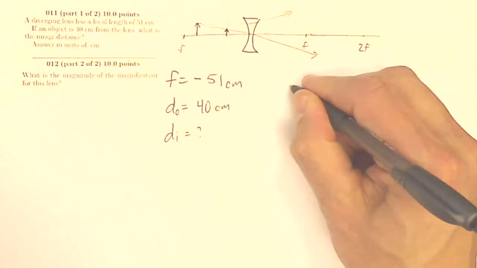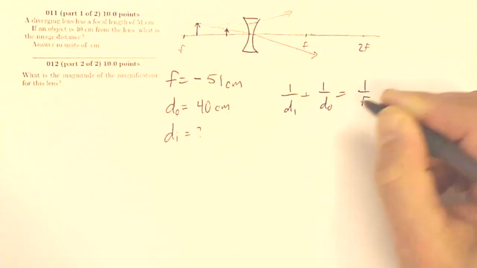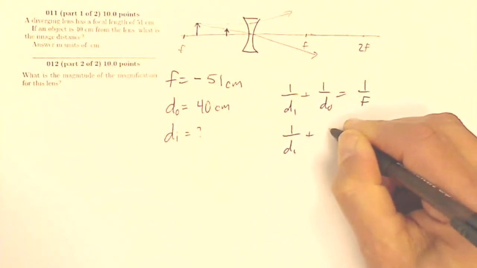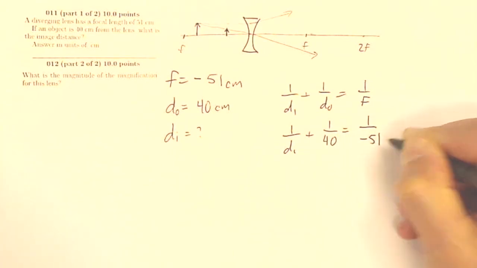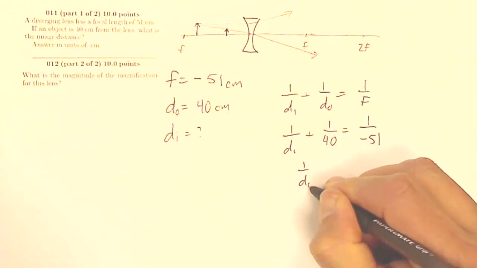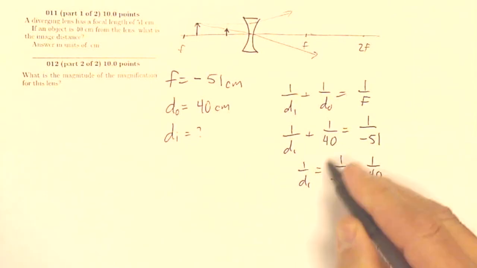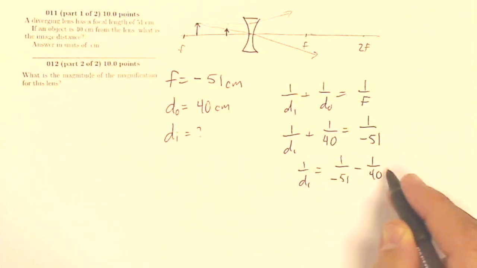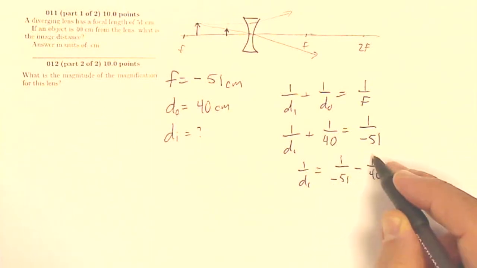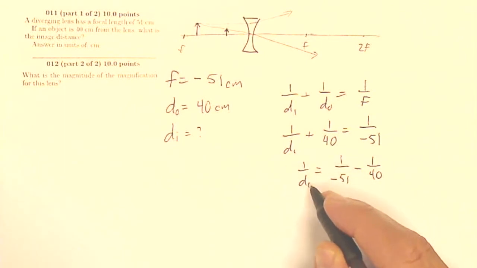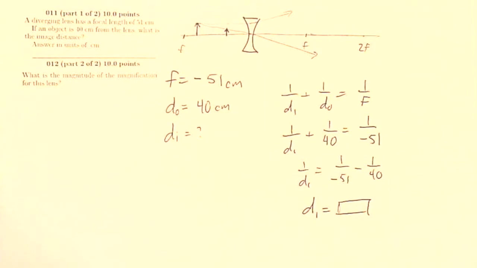Now when I do my equation, I have 1 over DI plus 1 over DO equals 1 over F. So I have 1 over DI plus 1 over 40 equals 1 over negative 51. So 1 over DI equals 1 over negative 51 minus 1 over 40. So I've got this minus even more, which is definitely going to give me a negative number. So I'm going to do negative 51 to the 1 over, minus 40 to the 1 over, equals, and then the 1 over of that will give me my DI. So that's where I find out my image is, and that's going to be a negative number.